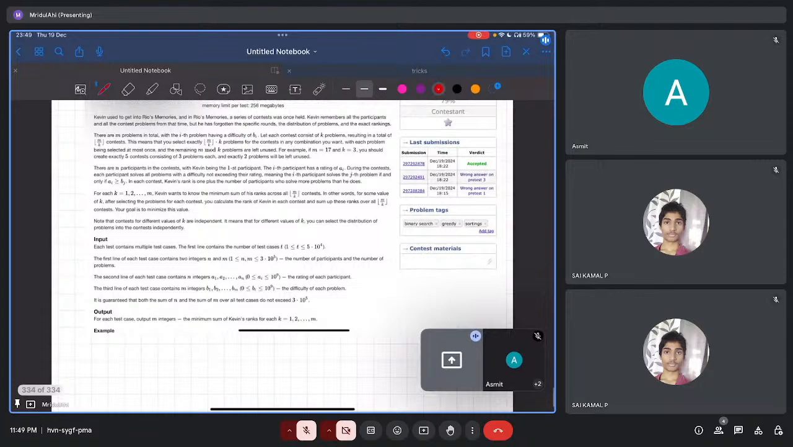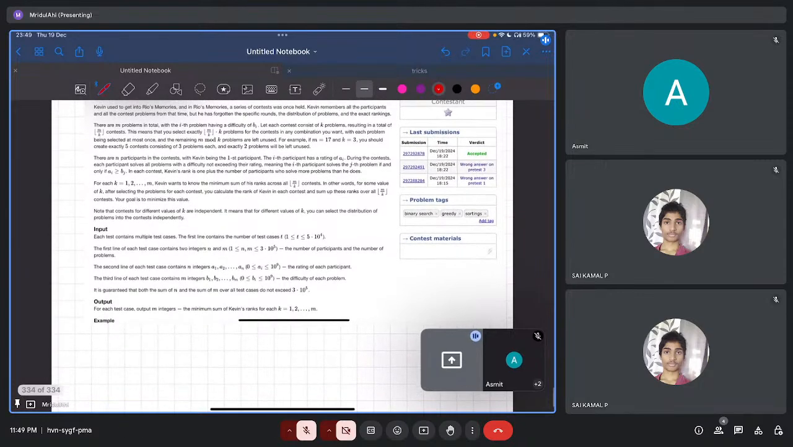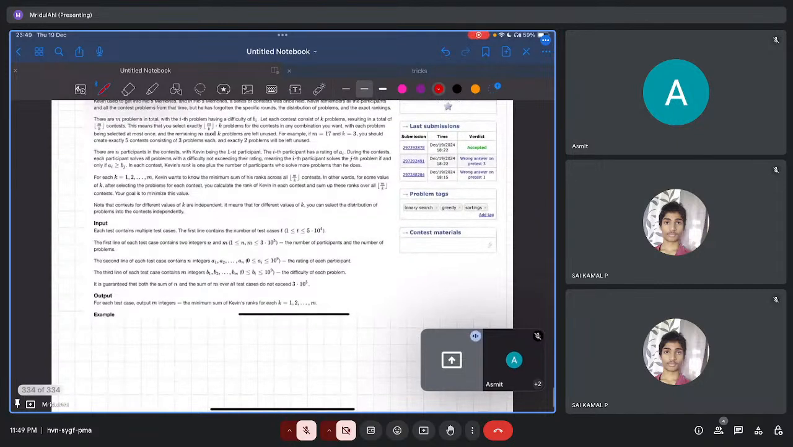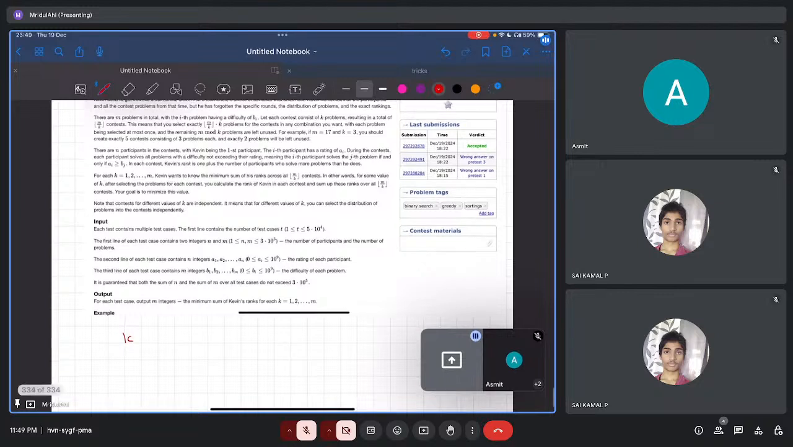So the ranking is found by taking each other participant which solves more problems than the first participant, and it's given that a participant solves a problem if their rating is greater than or equal to the difficulty of the problem. So we solve for a contest with k problems. We have to minimize the sum of rankings of the first participant over each contest.